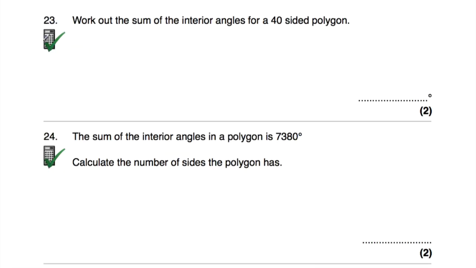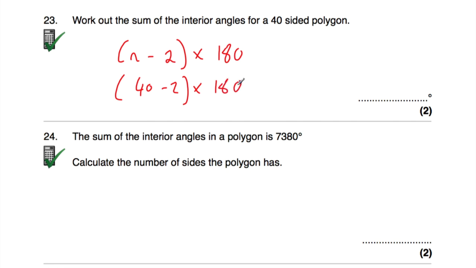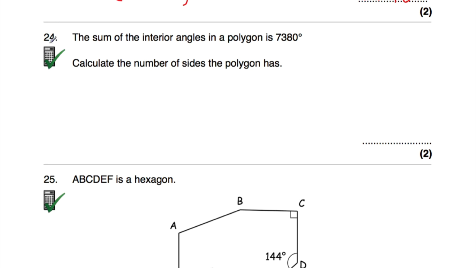Question number 23. We've been asked to work out the sum of the interior angles for a 40-sided polygon. So to find the sum of the interior angles, we're going to do n, the number of sides, take away 2, multiply by 180. It's a 40-sided polygon, so we're going to do 40 take away 2, which is 38. So that's 38 multiplied by 180, and that's equal to 6,840 degrees. And that's it.